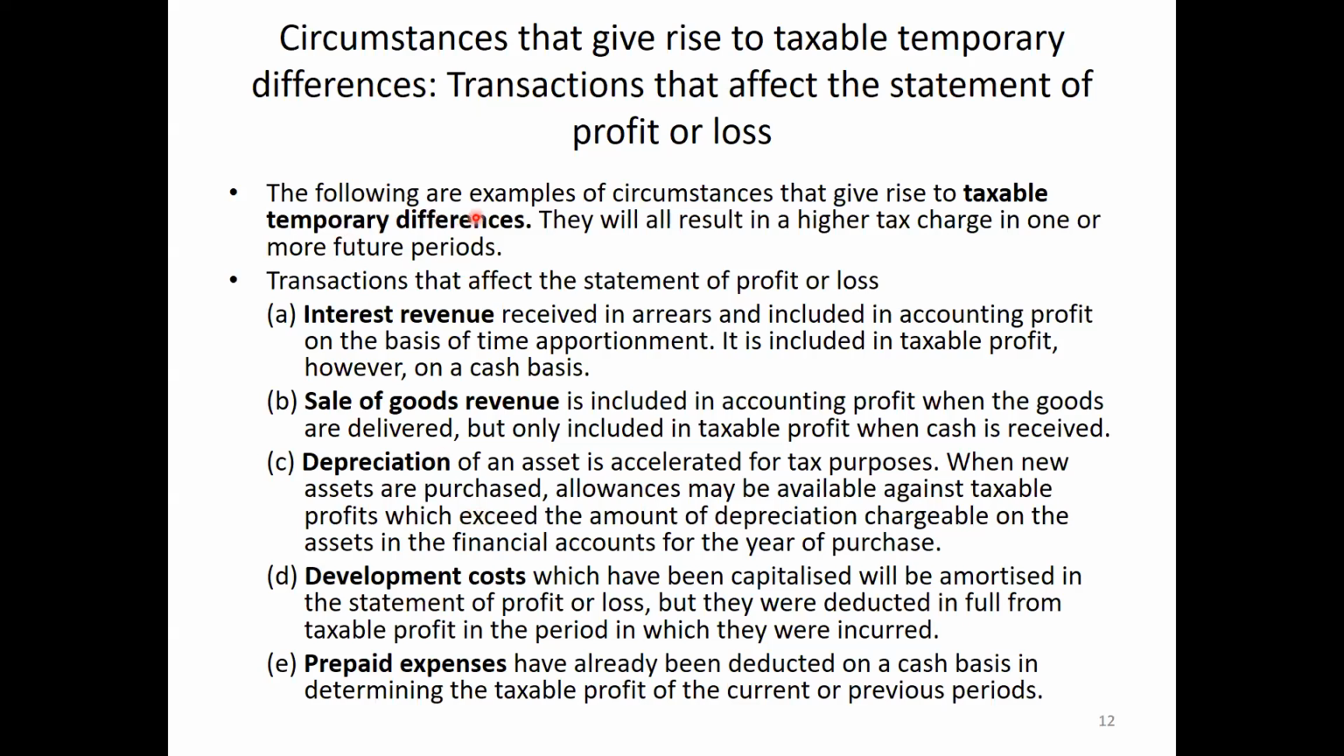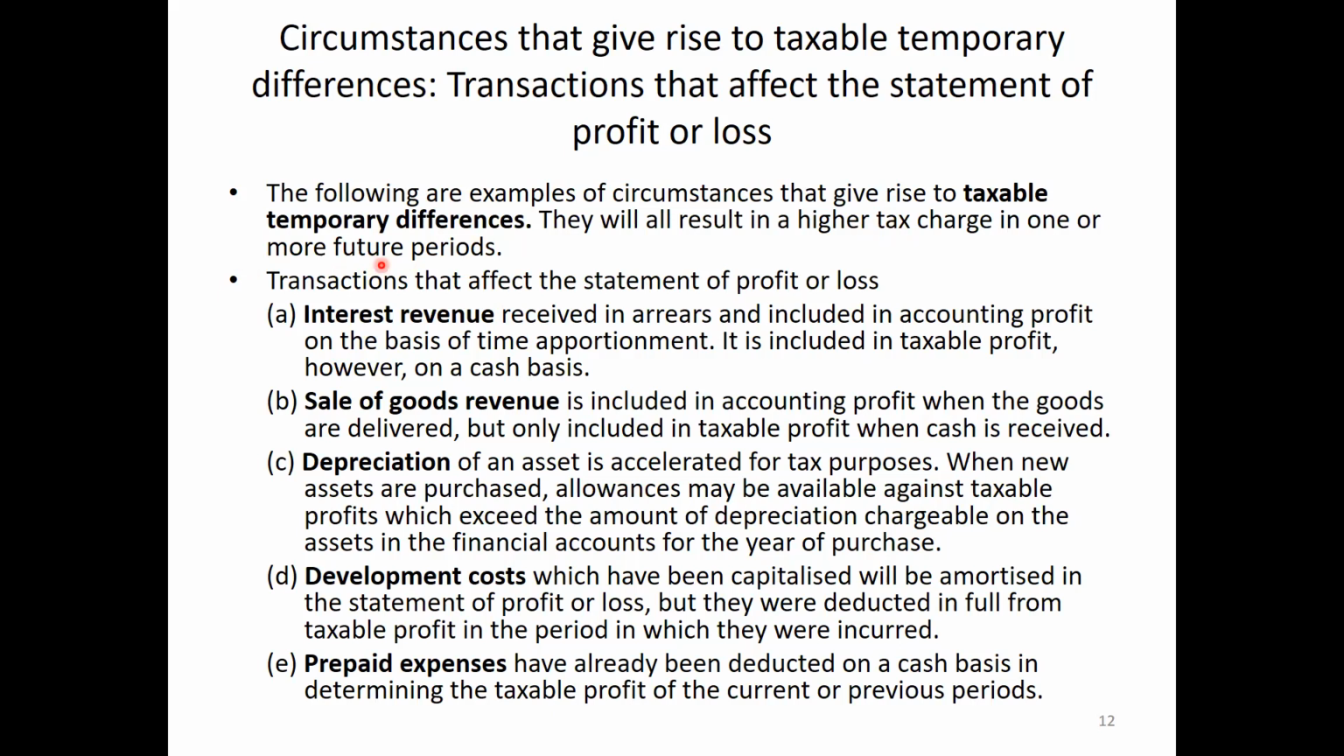The following are examples of circumstances that give rise to taxable temporary differences. They will all result in a higher tax charge in one or more future periods. The keyword is here: they will result in higher taxes. It means at present we are paying lower current tax when compared with accounting estimated tax. That's why we make a provision, deferred tax liability. It means in the future we have to pay additional tax.